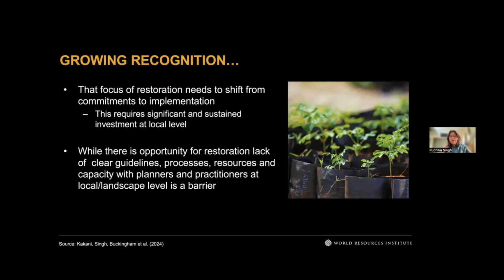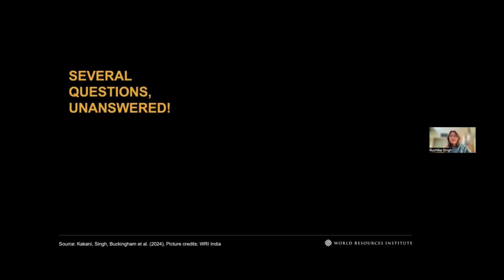One of the barriers that we've noticed is that while there is opportunity of restoration globally, locally, there is lack of clear guidelines, processes, resources, and capacity with planners and practitioners at local landscape level. And how does one address that has been one of the questions that we've been thinking through. And we know that there are several questions in this context which remain unanswered.